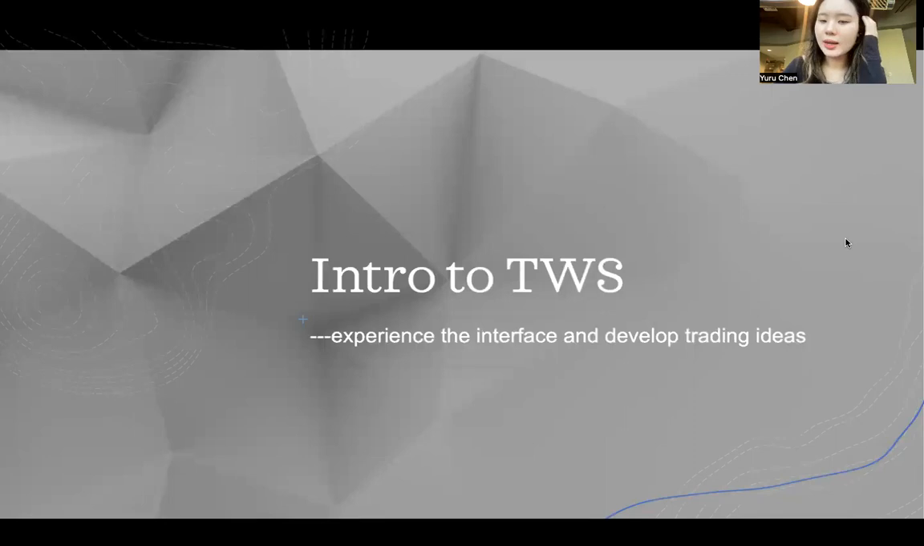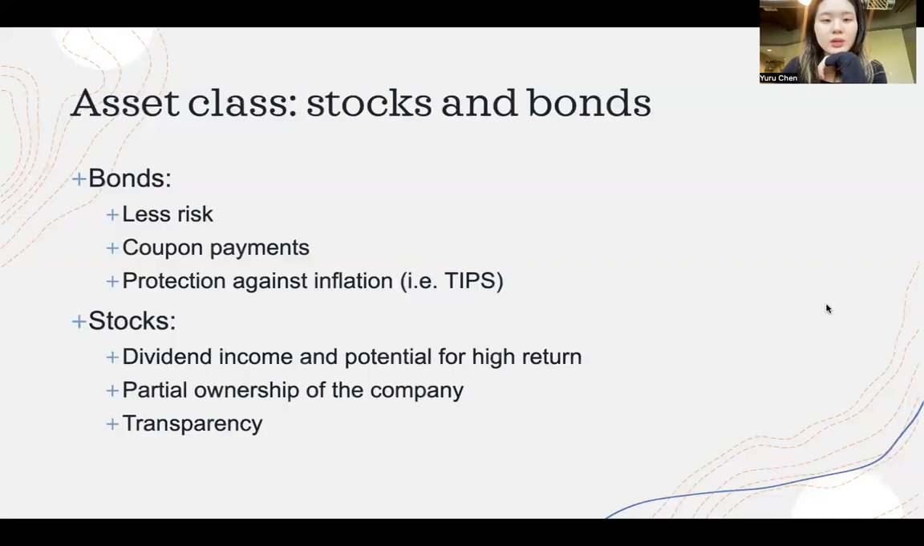So this PowerPoint slide is a brief introduction to the trading workstation system. I mainly experience the interface and have a little bit of trading ideas. There are two major asset classes. The first one is stock and the second one is bonds.